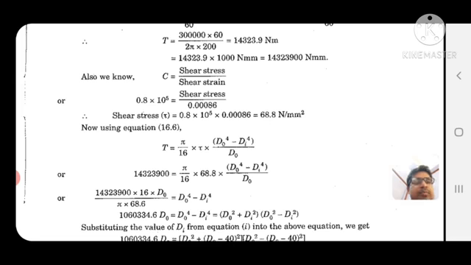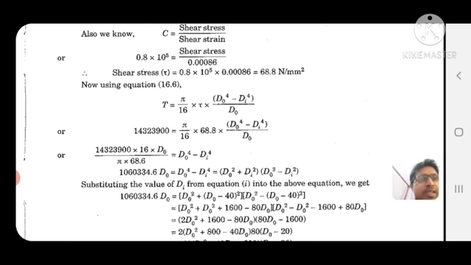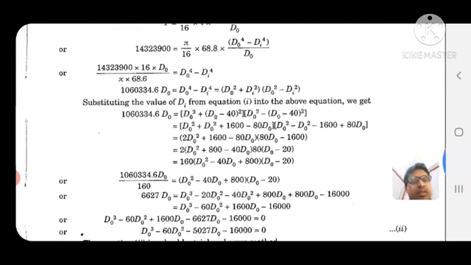T is equal to pi by 16 into tau into d0 whole to the power 4 minus di whole to the power 4 divided by d0. So 1432.3900 is equal to pi by 16 into 68.8 into d0 to the power 4 minus di to the power 4 by d0. So 1432.3900 into 16 into d0 divided by pi into 68.8, that is equal to d0 to the power 4 minus di to the power 4.